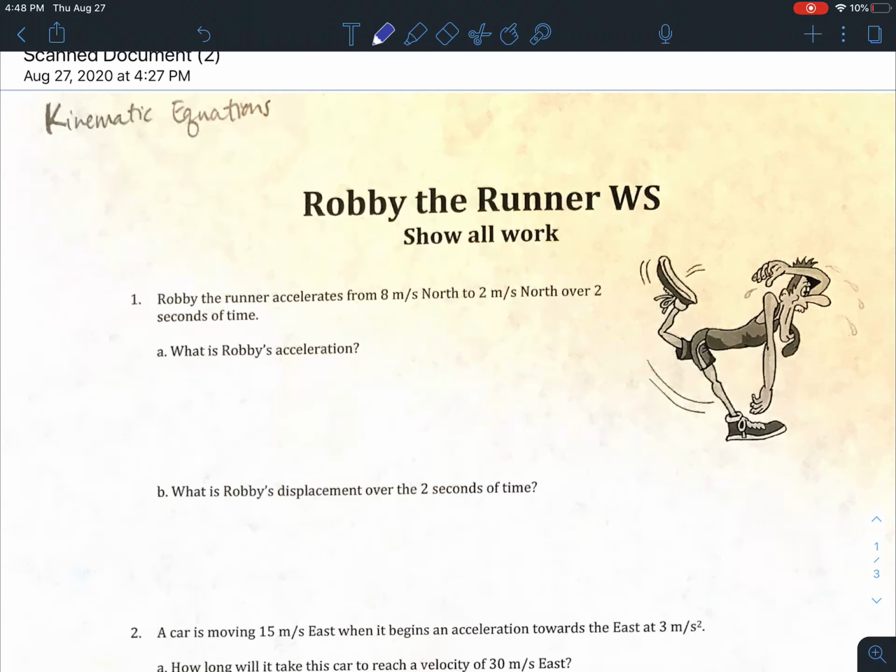Hi guys, we're going to go over the constant acceleration practice problems, aka Robby the Runner worksheet. First thing we want to do is have our equations handy. So let's go over those real quick.